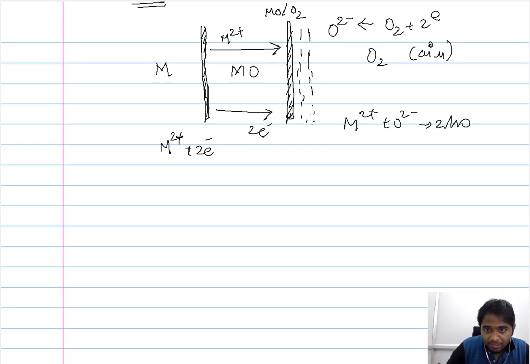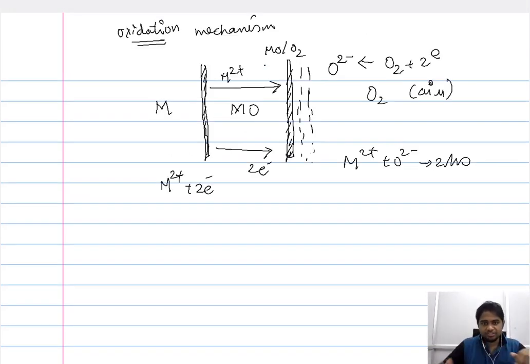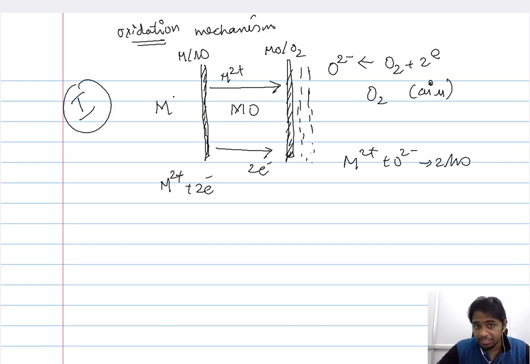So the MO will be built on the existing interface between MO and O2. If you could recollect, once you have 3 systems, you have 2 interfaces. So this interface is between metal and metal oxide, and this interface is between the metal oxide and the environment. And in this first mechanism, wherein the metal ion M2 plus is propagating through the MO, the growth of the oxidation is by the movement of this particular interface. This interface shifts and this MO layer grows.